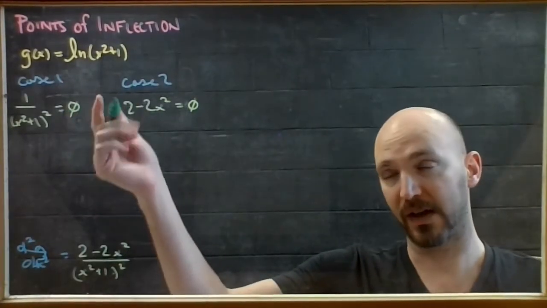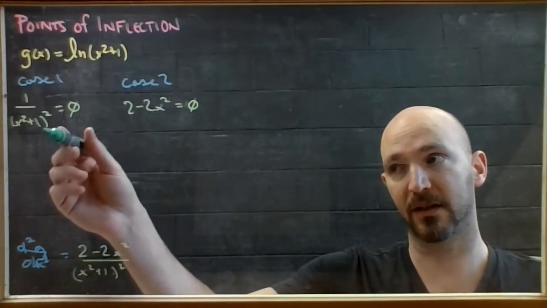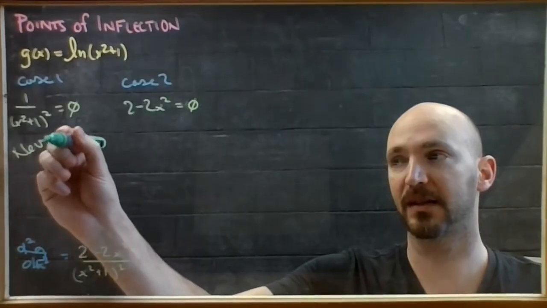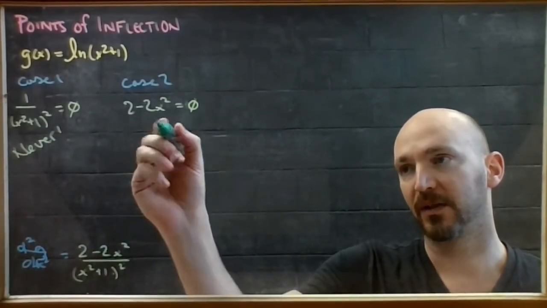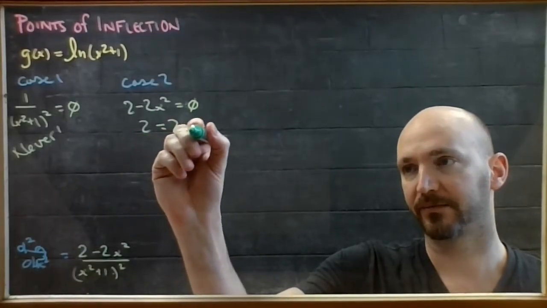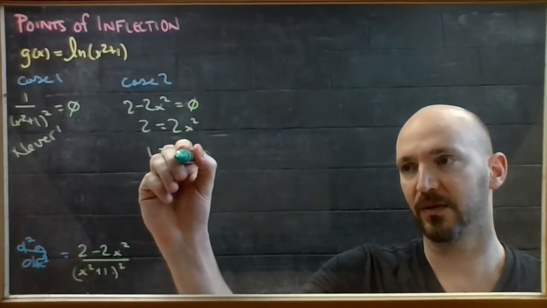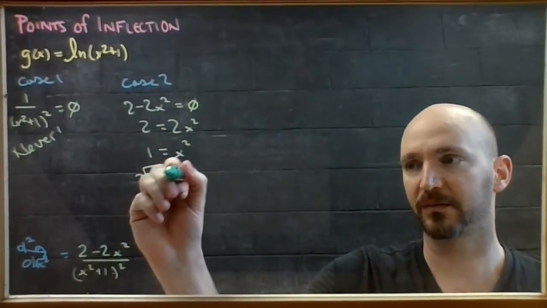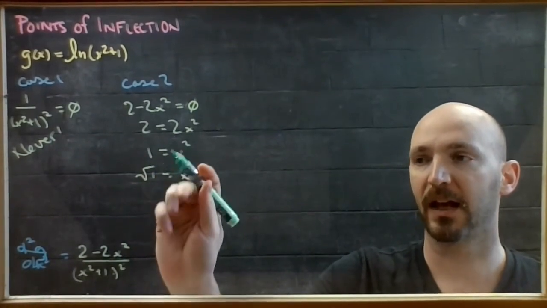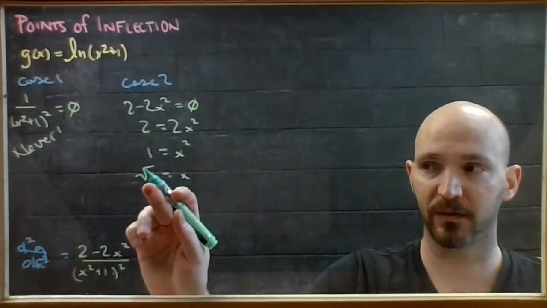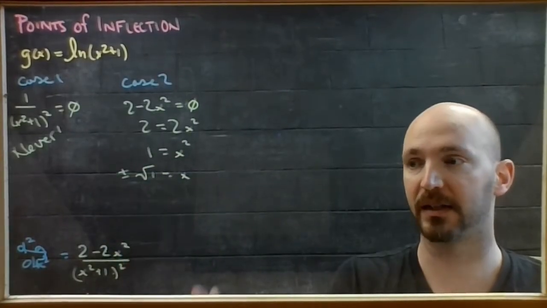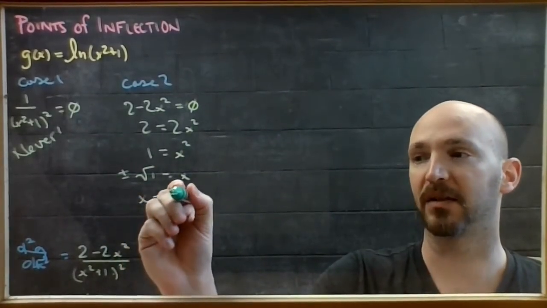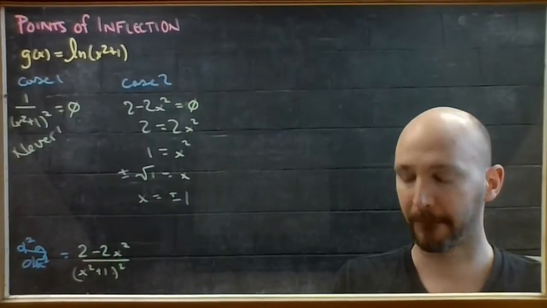Well, we've gotten into a theme here. You can't get 0 through division, so case 1 is never going to work. Here, I'm going to kick my 2x squared to the other side, divide both sides by 2, square root. And because I called the radical as the antifunction for the square, I need to keep the plus or minus. So x is plus or minus 1.